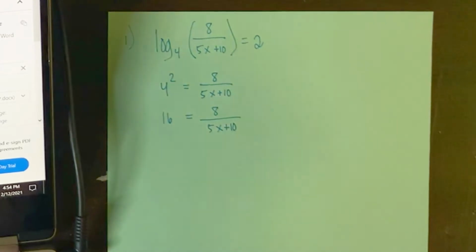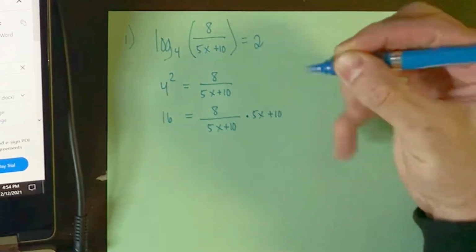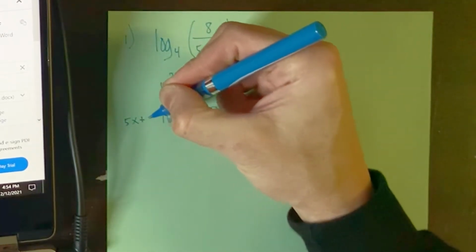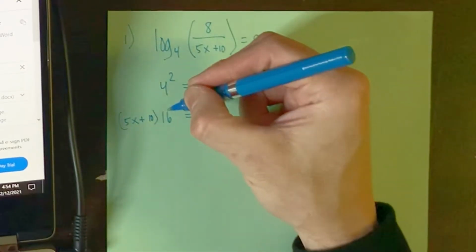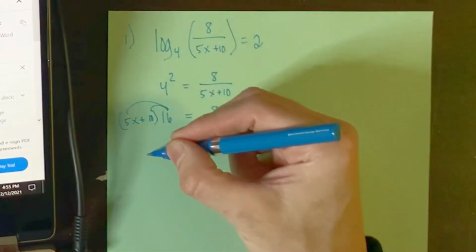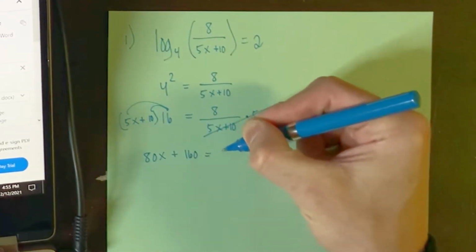And now this looks kind of weird. Now we're trying to solve for x, so it's in the denominator. Maybe what we can do is multiply both sides by the denominator. So both sides will multiply by 5x plus 10, 5x plus 10, parentheses there. These are gone. We can distribute the 16, and that'll be 80x plus 160 equals 8.